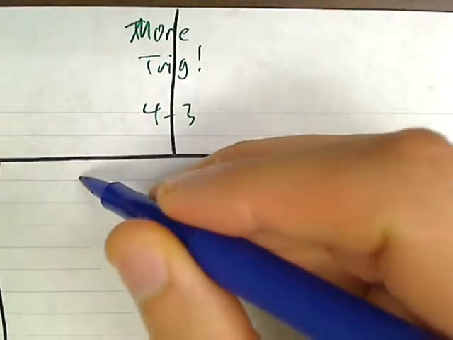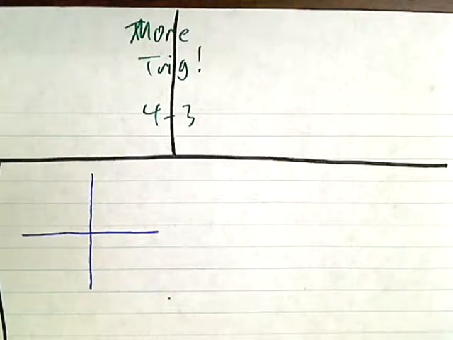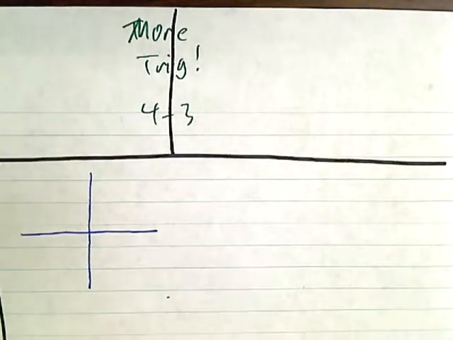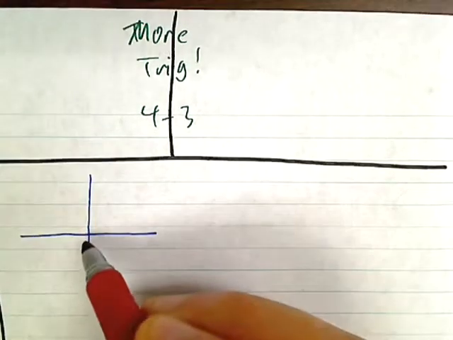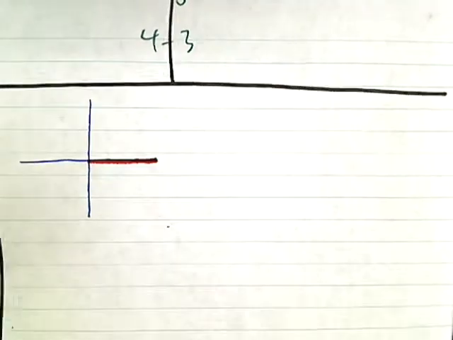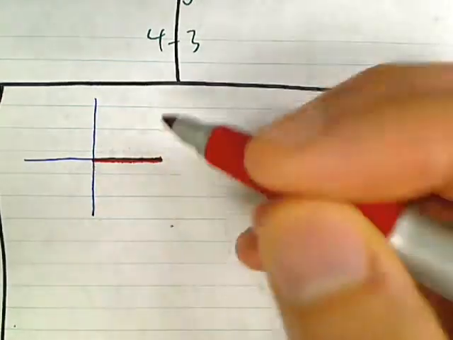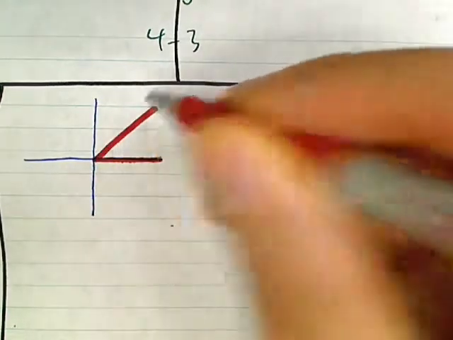So here is my x and y axes. When I draw an angle, it always starts on the positive x-axis. That is the initial side of the angle. And then I'm going to draw a couple of different terminal sides here.